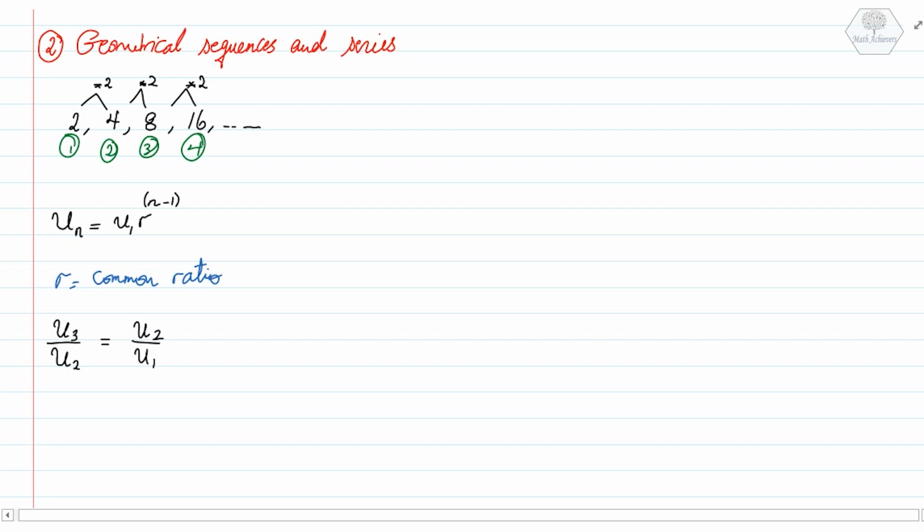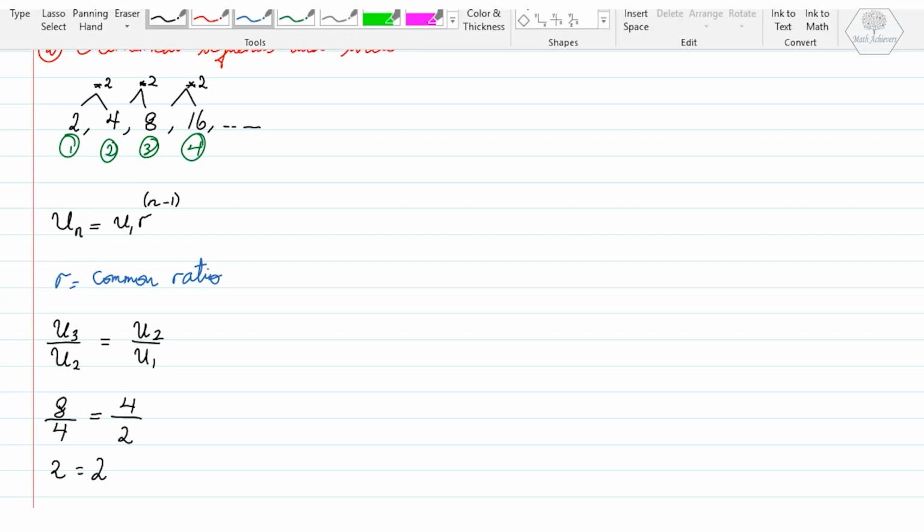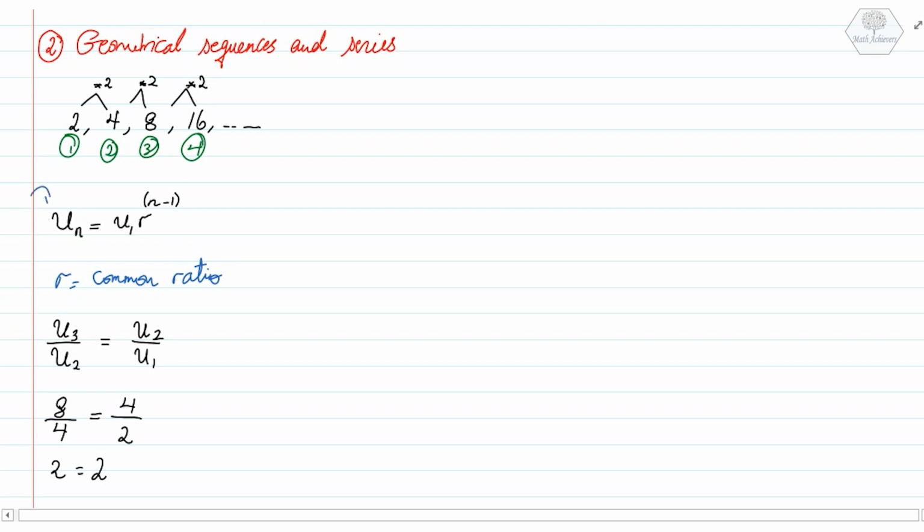Let's go to u3, the third term, which is an 8, divided by the second term, which is a 4. Is it equal to the second term, which is a 4, divided by the first term, which is a 2? Then I'm having 8 over 4, which is a 2, equal to 4 over 2, which is another 2. I hope it's clear. This is my first rule to find any term of the geometrical sequence.